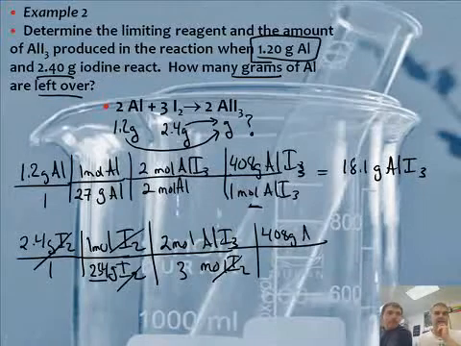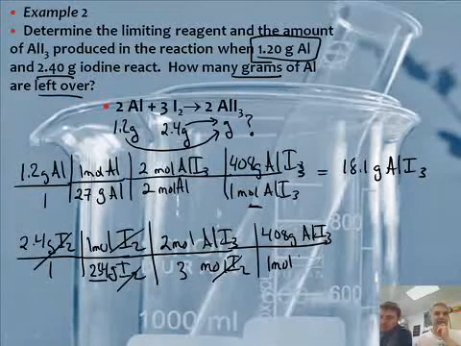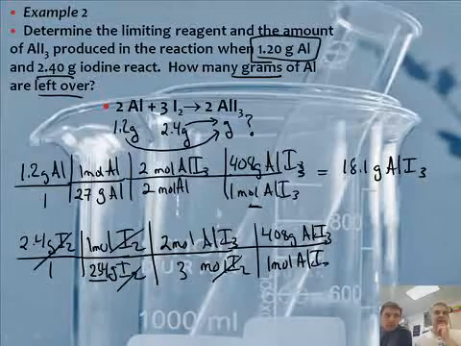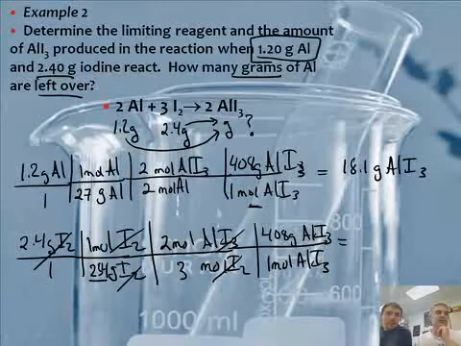It's already there, 408. I don't have to do it again. 408 grams of AlI3 divided by 1 mole. I know we're going fast, guys. You might need to pause the video. Okay, now plug and chug.